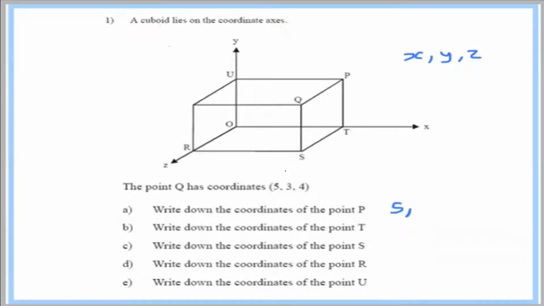I have taken this picture from an online video. You can see here we have the lengths for Q. If the coordinates for Q are given to you, we can easily find U, P, R, S, T here. So let's start. First of all, I have to write down the coordinates: 5, 3, 4.